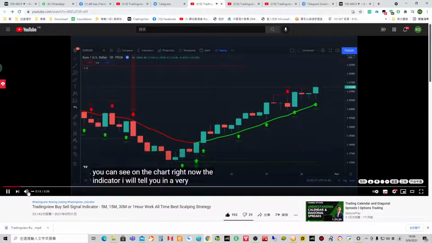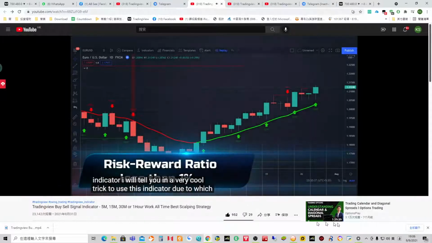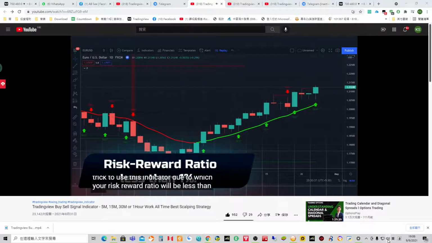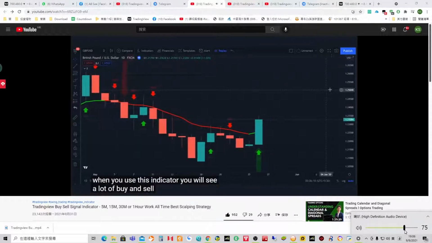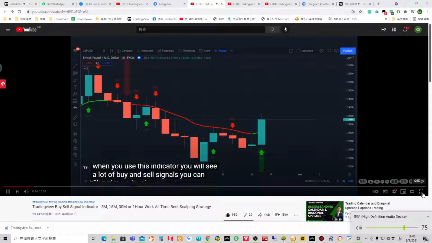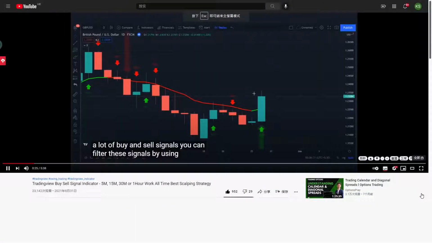I will tell you a very cool trick to use this indicator, due to which your risk-reward ratio will be less than 1%. When you use this indicator, you will see a lot of buy and sell signals. You can filter these signals by using the strategy I will tell you right now.